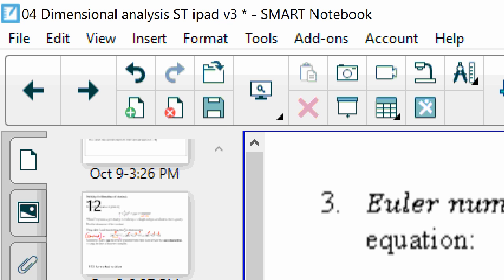It's a dimensionless parameter. It has dimensions of 1. Given by the equation, Euler number is P for pressure divided by rho for density times velocity squared. Using dimensional analysis, prove that the Euler number is dimensionless, i.e.